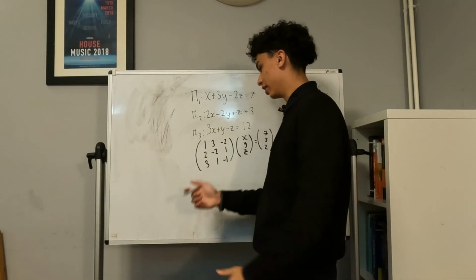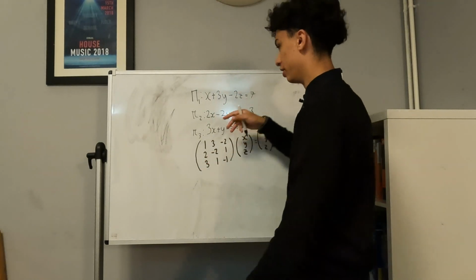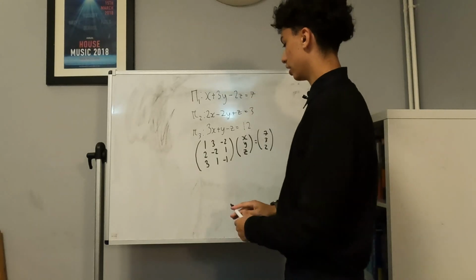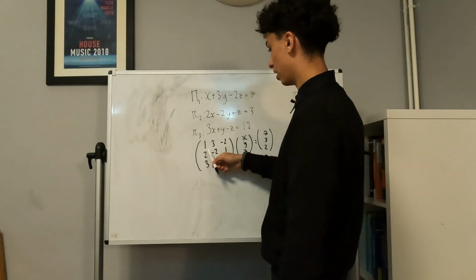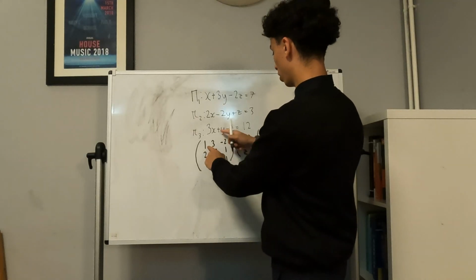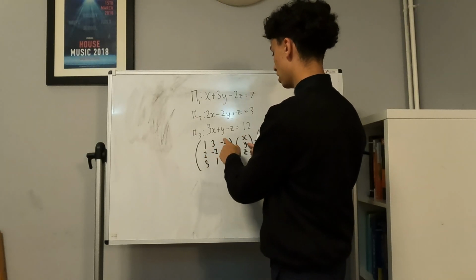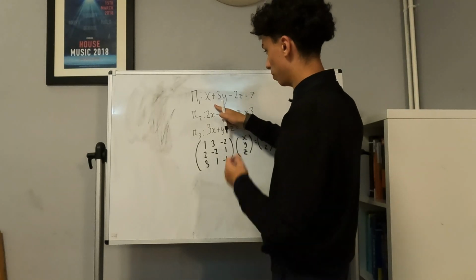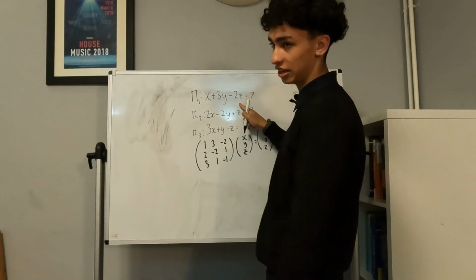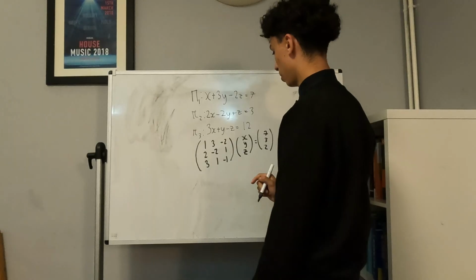Okay guys, so here is the matrix representation of the three equations that we have above. Now if you see, using matrix multiplication, we bring the 1 times x, 3 times y, minus 2 times z. And we get this equation, x plus 3y minus 2z, and then this will equal 7, right?